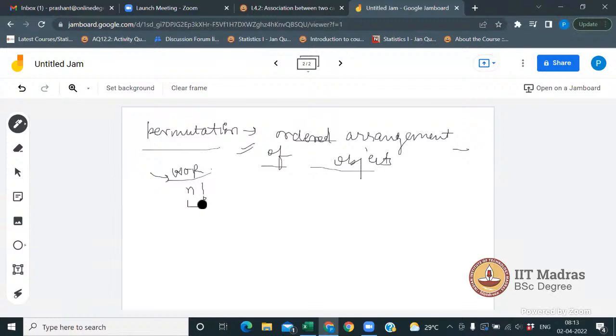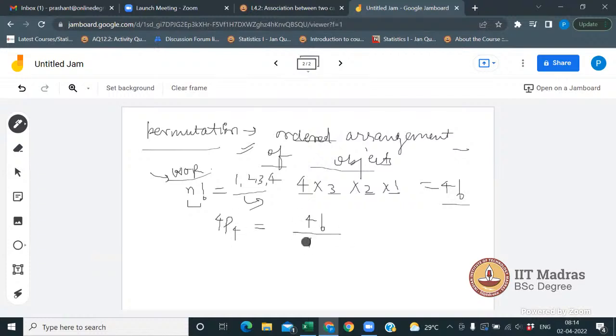Suppose you have n objects. In the previous example, you have 4 digits 1, 2, 3, 4, and I have to make a number of 4 digits without repetition. That means it can be 4 into 3 into 2 into 1, that is 4 factorial. It is also permutation, because if you do 4P4, that means 4 factorial divided by (4 minus 4) factorial, which will be 4 factorial.